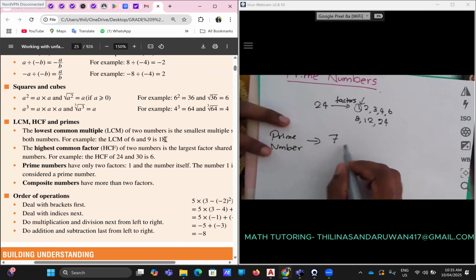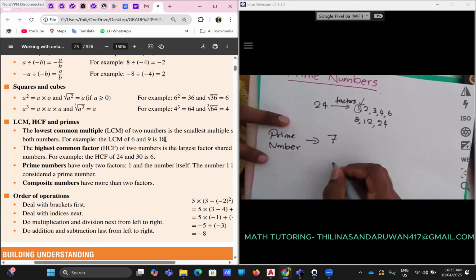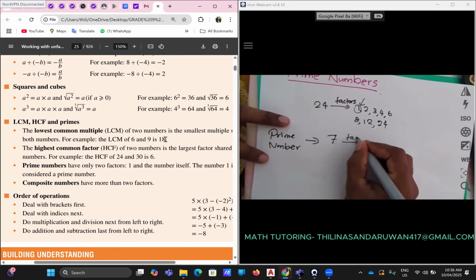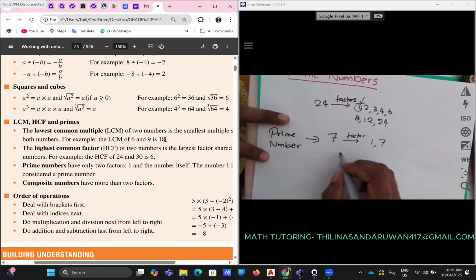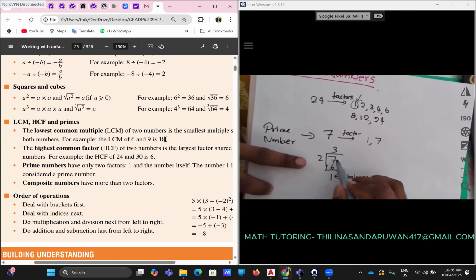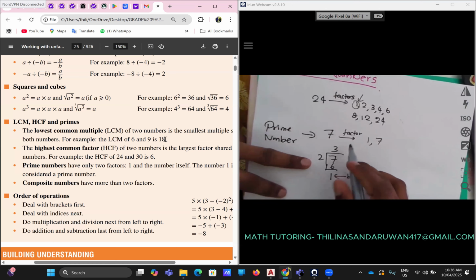this 7 has only factors 1 and 7 itself, because if you divide by 2, it will have 3. 2 by 3 is 6. Then the balance is not 0. So 2 is not a factor of 7. If you divide 7 by 3, same answer, no 0 balance. And let's try 7 divided by 4. You will get the balance as 3.